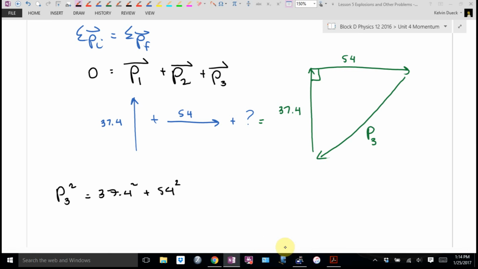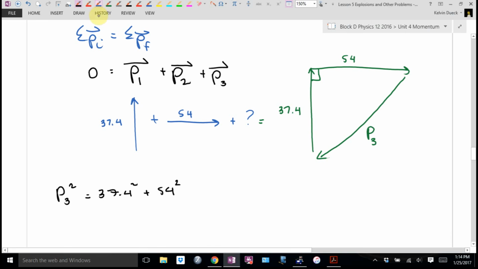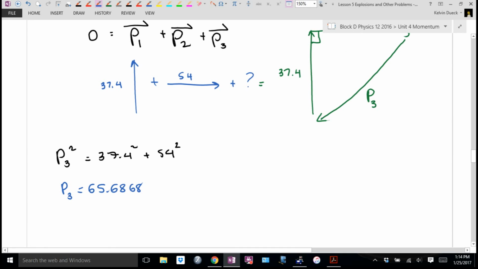So it's going to be the square root of 37.4 squared plus 54 squared. There's the magnitude of the momentum, 65.6868. I can remember that. Momentum is 65.6868. However, Gilles, that's not what they asked me to find. They wanted me to find the velocity. How can I find the velocity if I know the momentum? What was the mass of object 3?